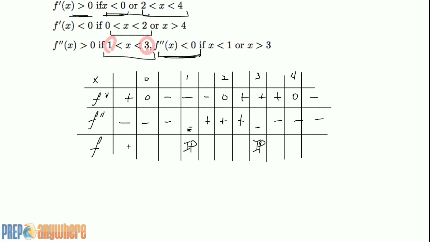Here it's going up, and then it's going down. Up and down, and it's concaving down. So it's doing this kind of curve. This is definitely a local max.